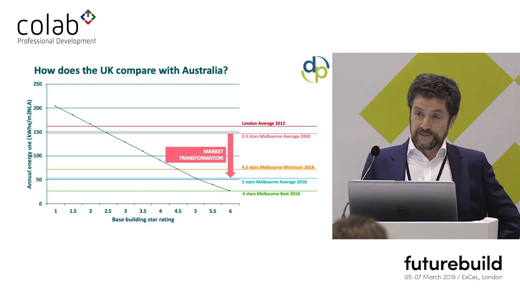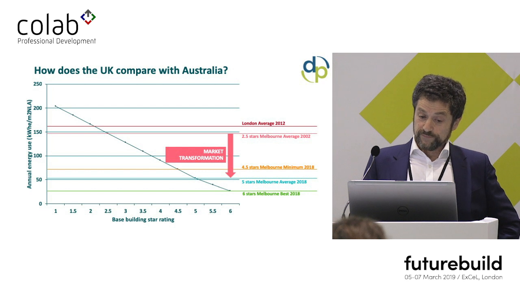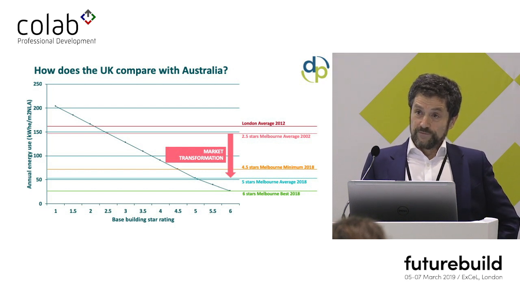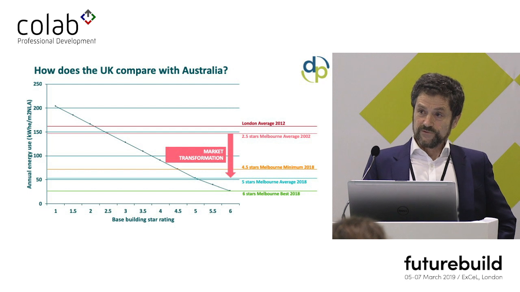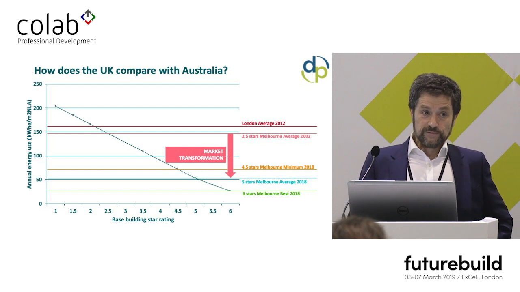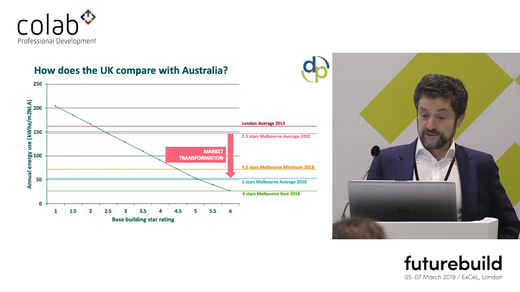We did a limited exercise to try to find out from some of the buildings that are owned by BBP members in 2012, and it looked like from that data that the buildings in London are using a very similar amount of energy to the buildings in Melbourne back in 2002.